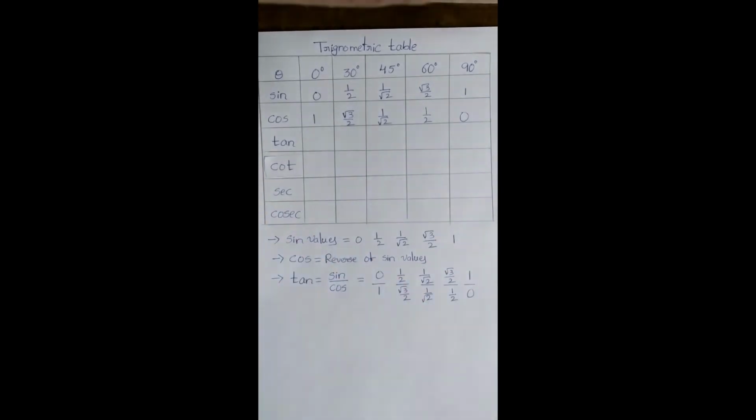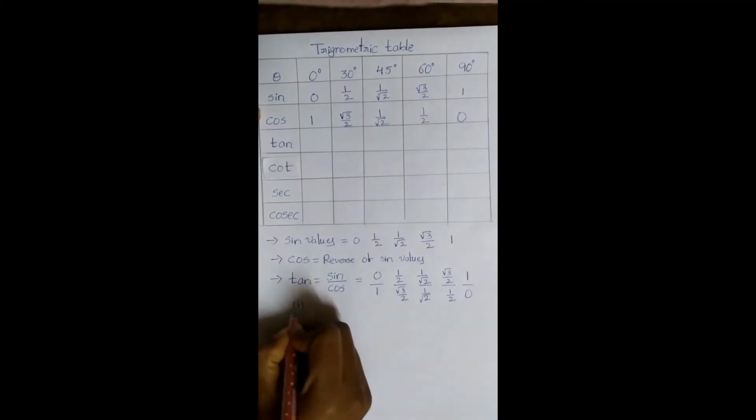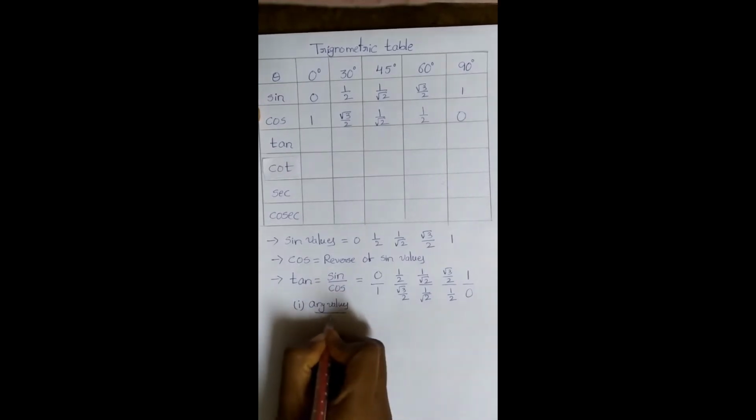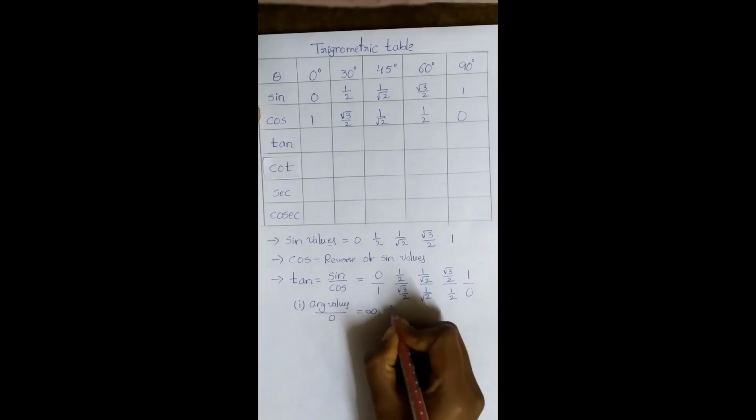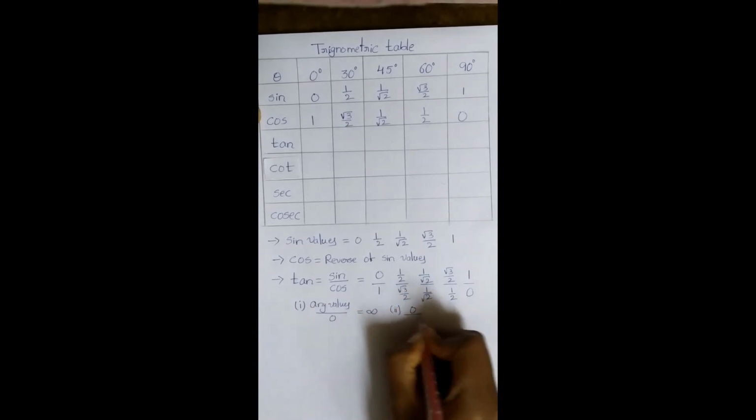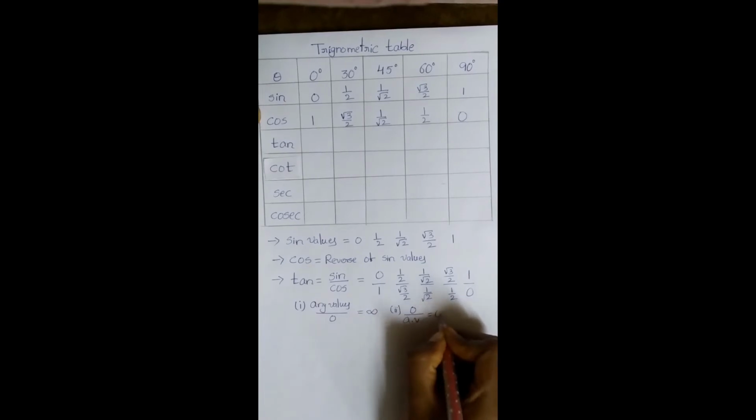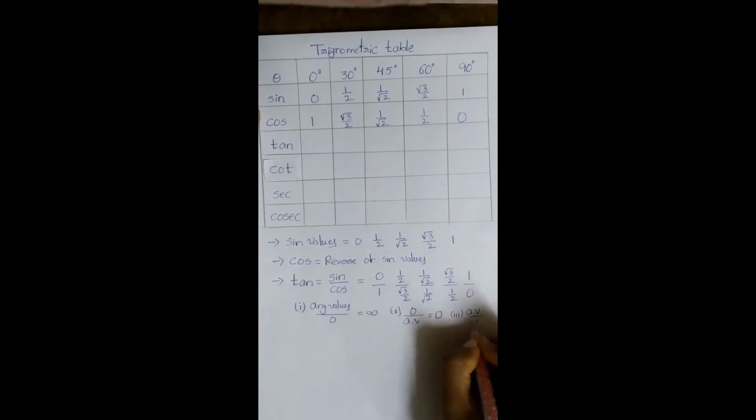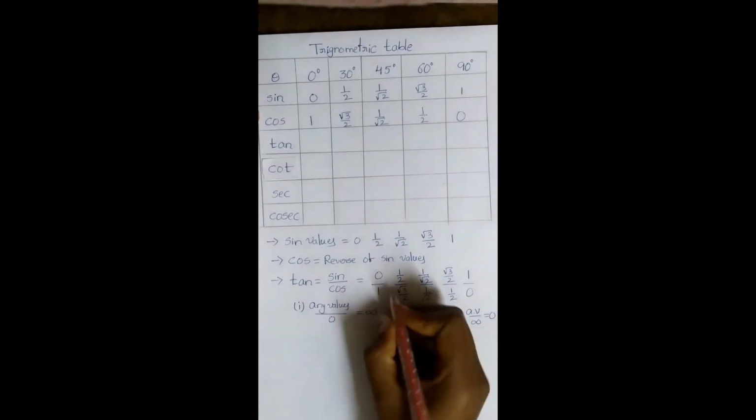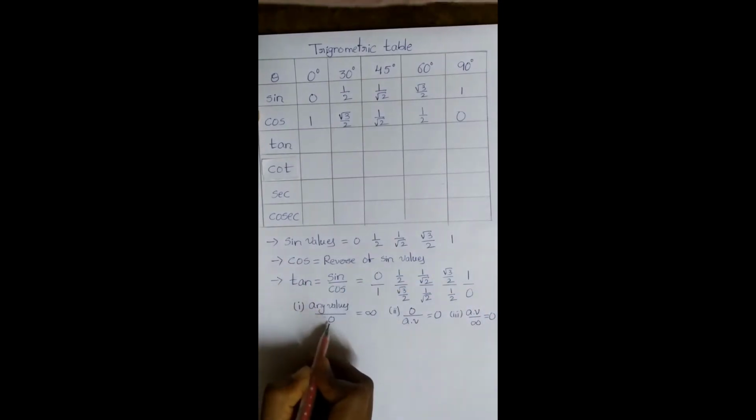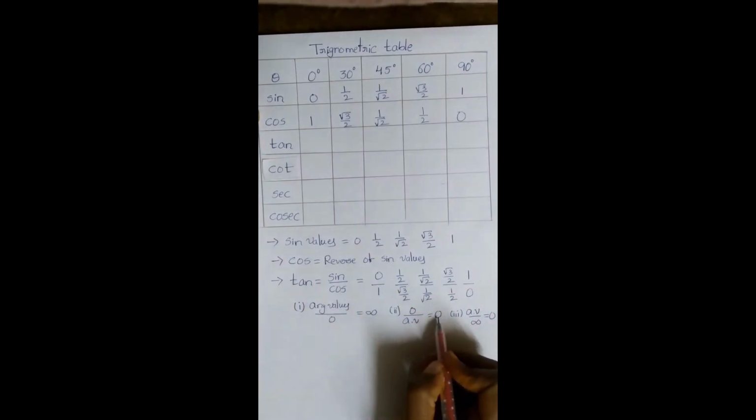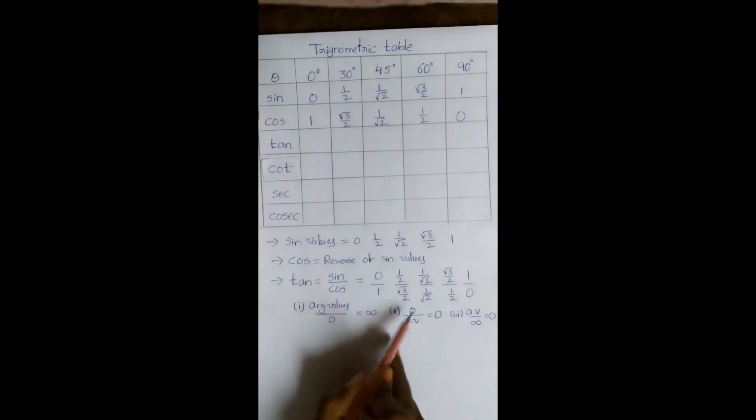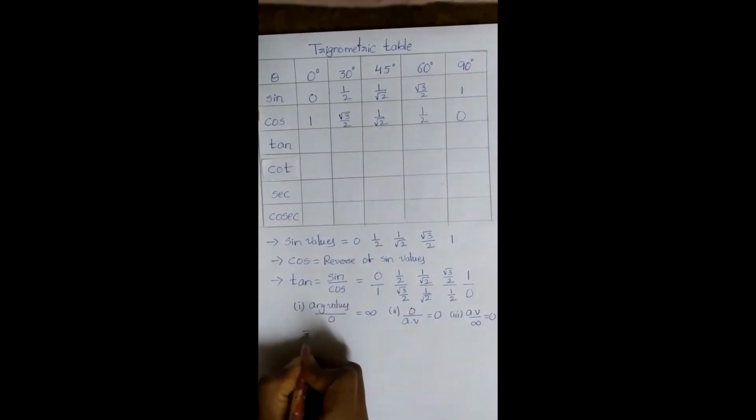Before going to solve this, we have to know the three formulas. First one is any value by 0 equals infinity, and second one is 0 by any value equals always 0, and third one is any value by infinity equals 0. Here we have 0 by 1, that is 0 by any value is always 0.